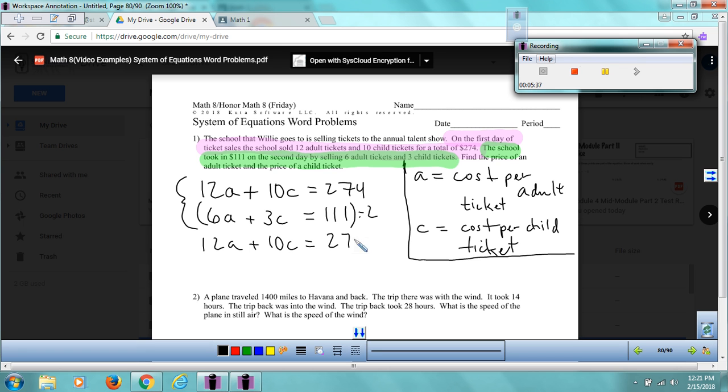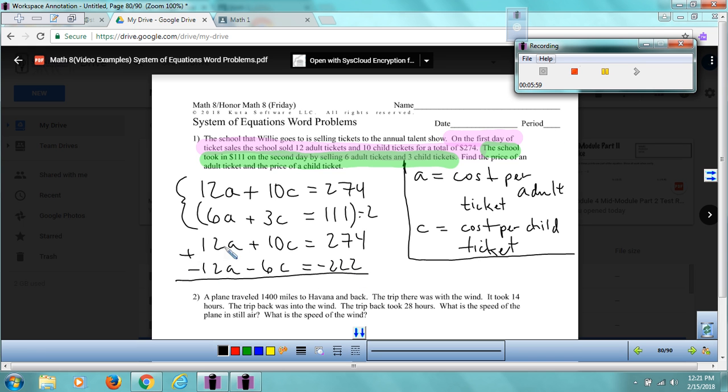Okay, remember, you're taking all of these notes. And then I'm going to multiply everything by negative 2. Negative 2 times 6a is negative 12a. Negative 2 times 3c is negative 6c, or minus 6c. And negative 2 times 111 is negative 222. All right, now we're going to go ahead and add these together.